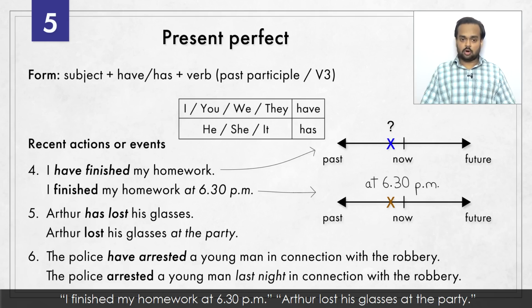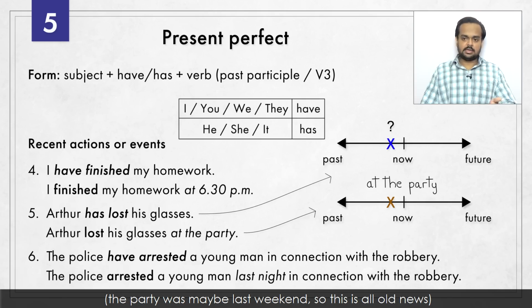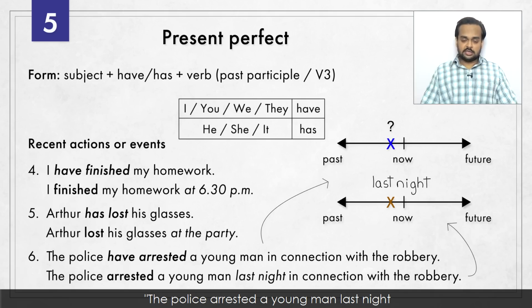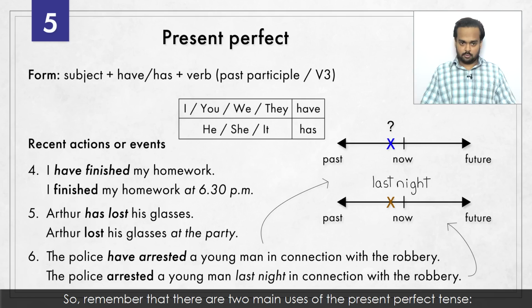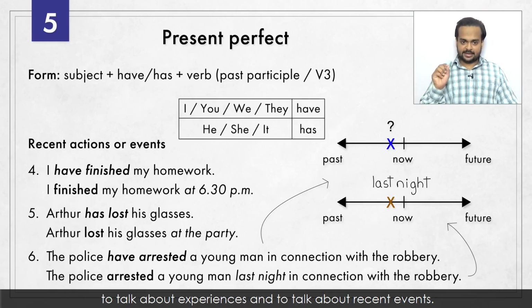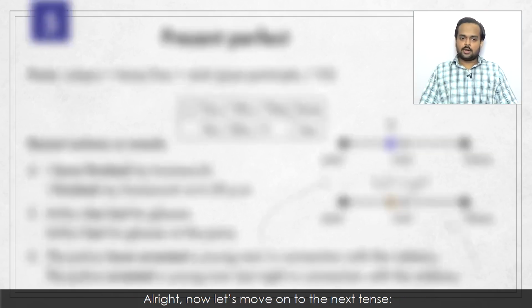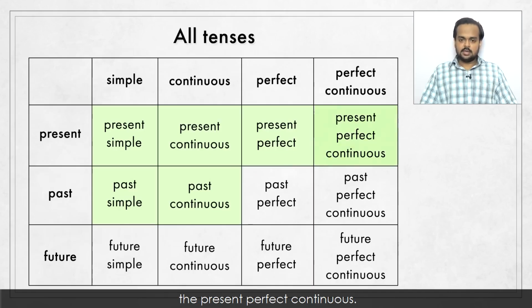I finished my homework at 6:30 p.m. Arthur lost his glasses at the party. The party was maybe last weekend, so this is all old news. The police arrested a young man last night in connection with the robbery. So remember that there are 2 main uses of the present perfect tense, to talk about experiences and to talk about recent events. All right, let's now move on to the next tense, the present perfect continuous.